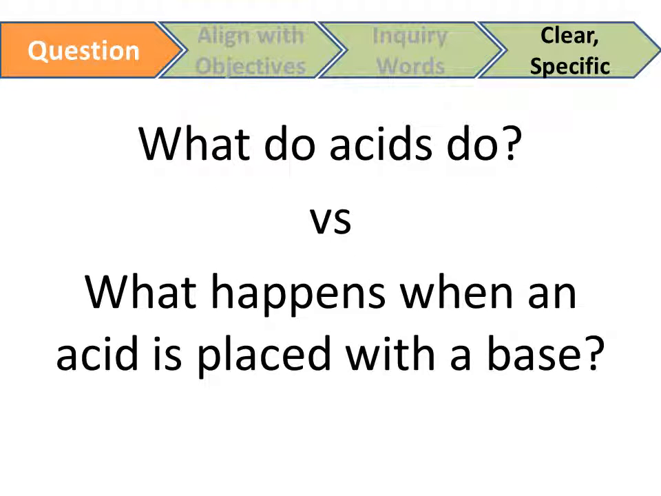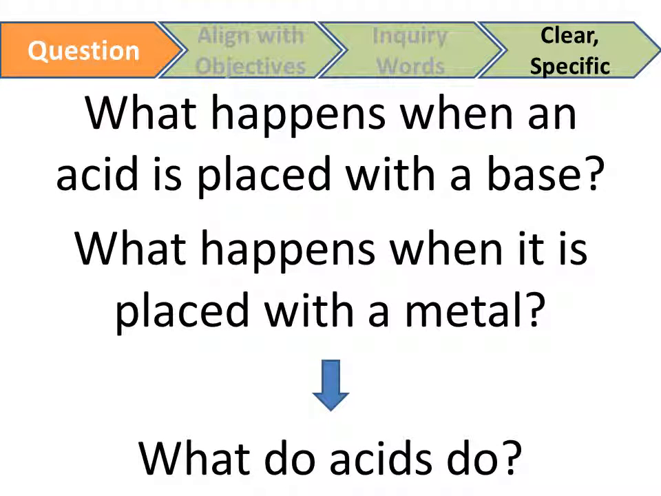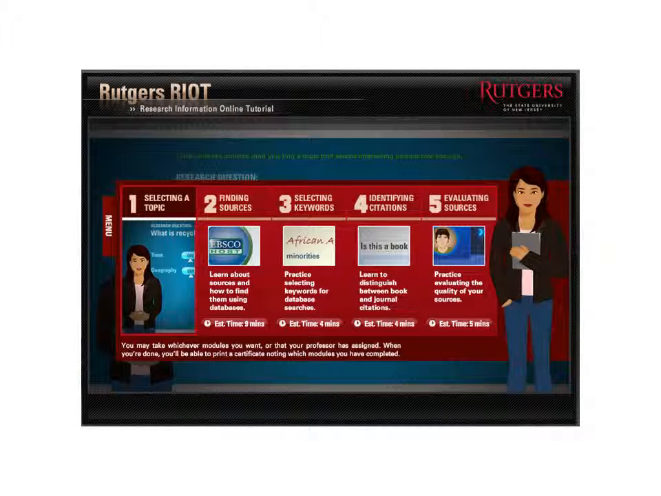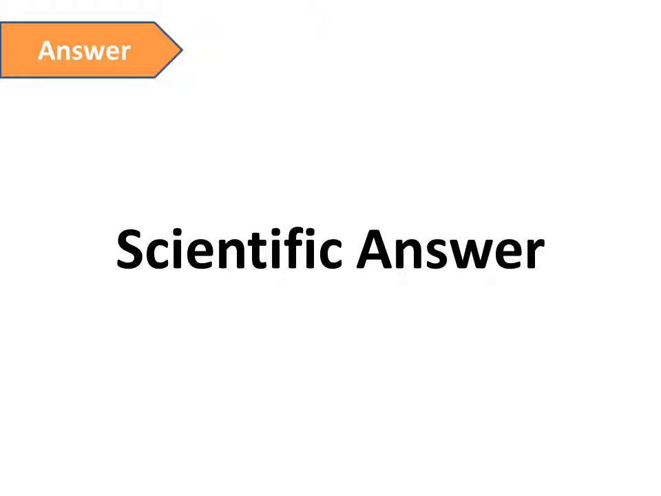Avoid general, unfocused questions, for example, asking how acids work. Instead, you might want to ask what happens when an acid is placed together with a base. You can always build on your first question to get answers to bigger ones. If you're struggling to formulate a suitable specific question, check out Rutgers Riot. This interactive video takes you through the process of selecting your research topic and question.